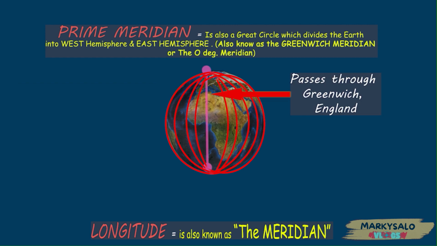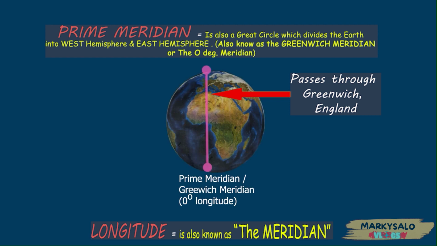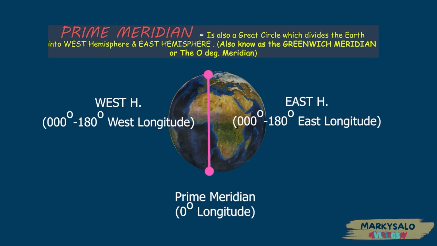Here are some examples of different types of meridians. First is the prime meridian. The prime meridian is the meridian designated as 0-degree longitude, from which all other meridians are measured. It passes through Greenwich, England, and serves as the baseline to determine the west hemisphere or west longitude and the east hemisphere or east longitude.